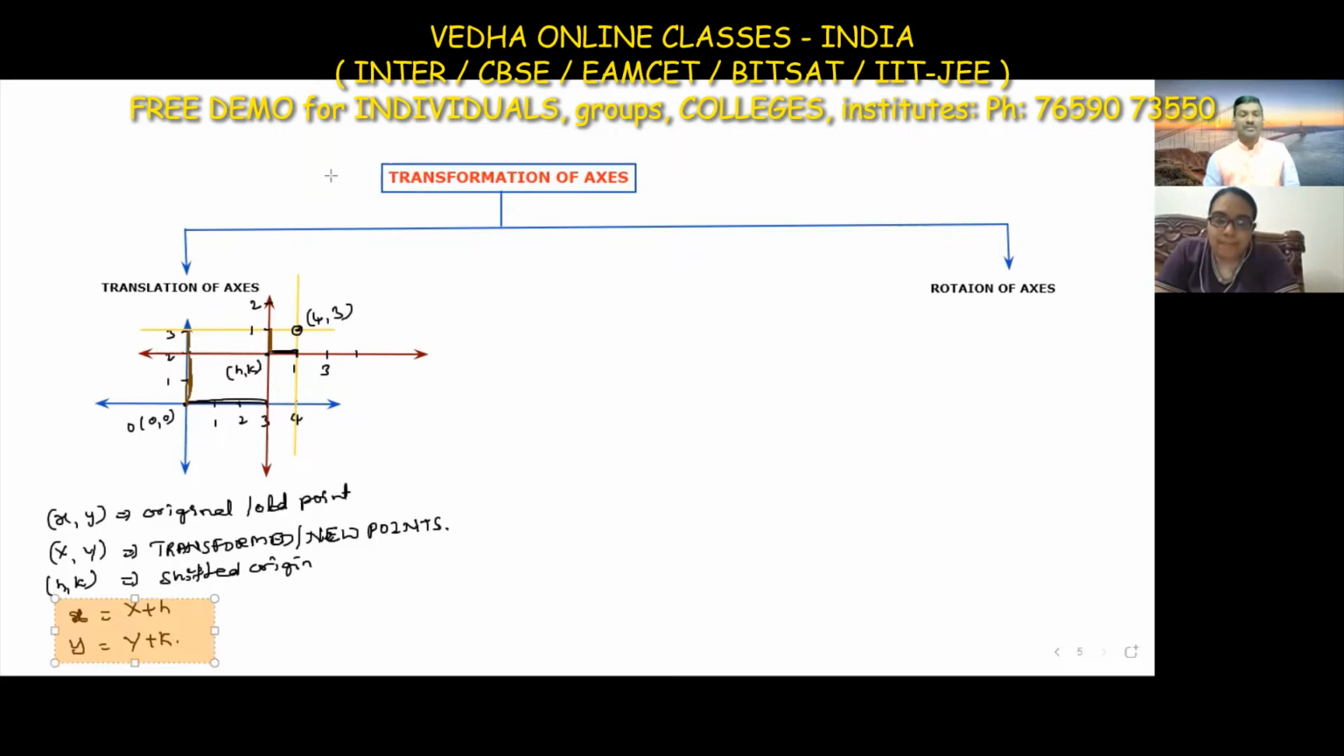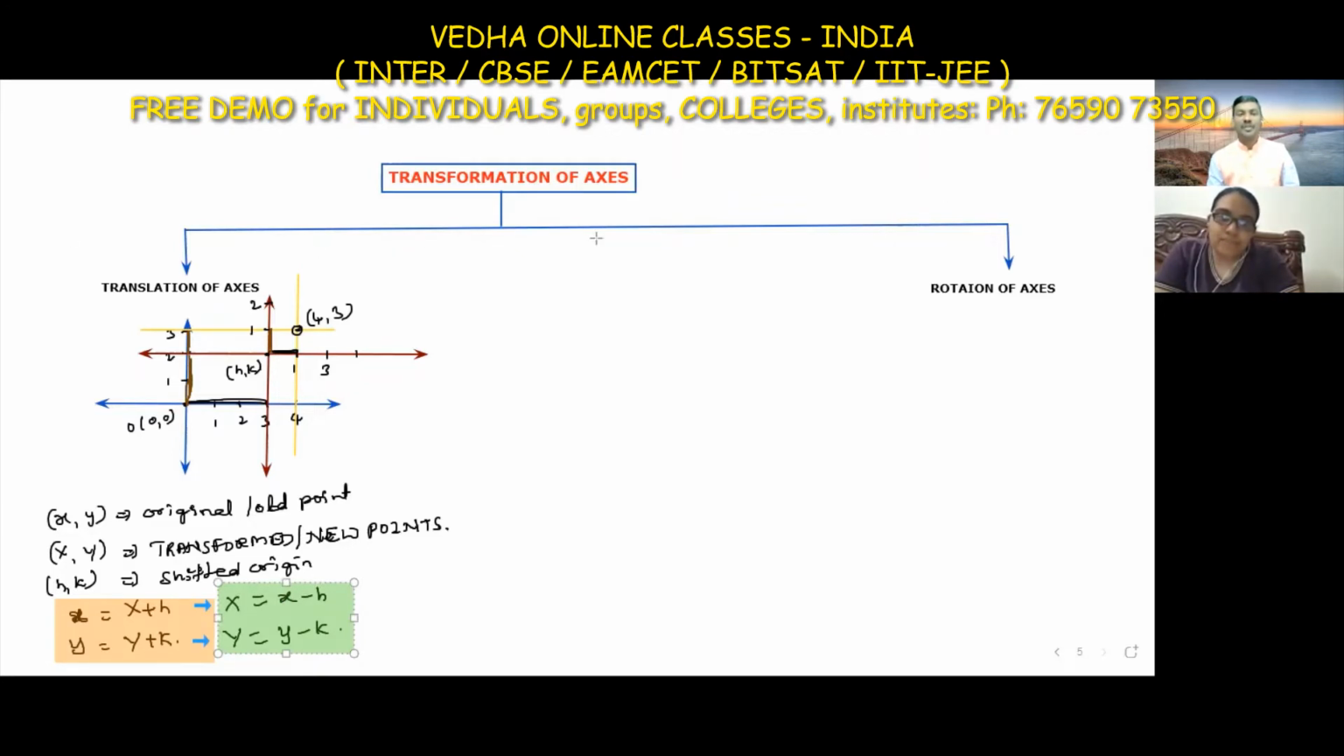So what is the formula? Small x is equal to capital X plus h, small y is equal to capital Y plus k. And capital X is equal to small x minus h, and capital Y is equal to small y minus k. These are the formulas we are going to use in the translation of axis.